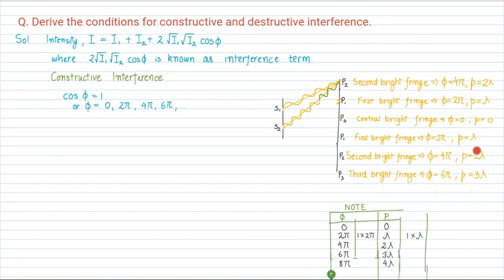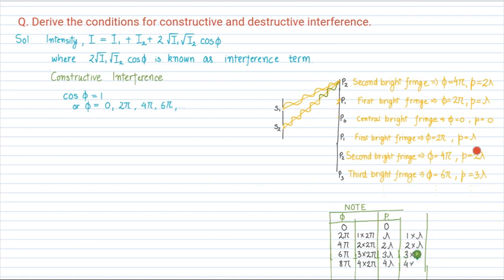Fine, now let's take a look at the second value. When the phase difference is 4 pi, that means 2 times 2 pi, then your path difference is also 2 times lambda. When your phase difference is 3 times 2 pi, the path difference is how much? 3 times lambda. When the phase difference is 4 times 2 pi, that is your 8 pi, the path difference is 4 times lambda.